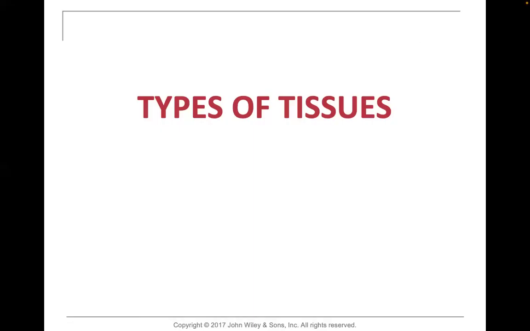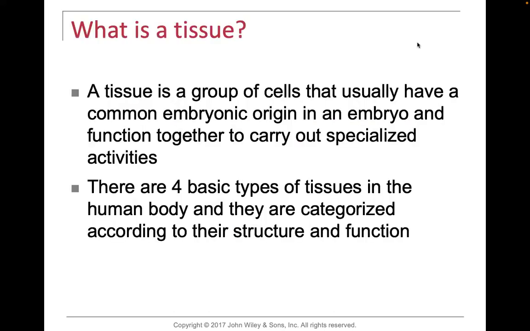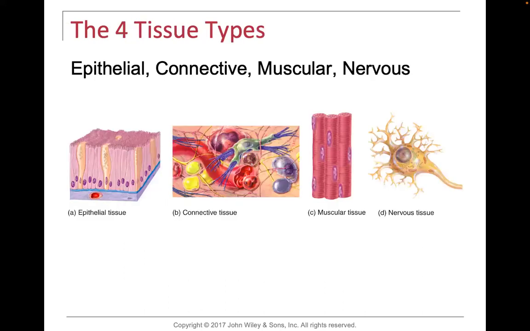In this brief video, we're going to introduce tissues and talk about how tissues are created. So in terms of types of tissues, what are tissues? Tissue is a group of cells that usually have a common embryonic origin in the embryo, and they function in harmony together to carry out a specific job. And there's four basic types of tissues in the human body, and they're categorized by their structure and function.